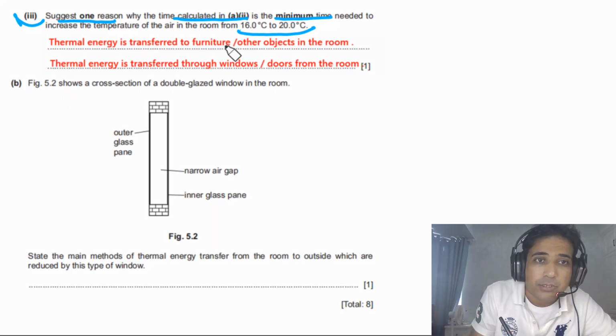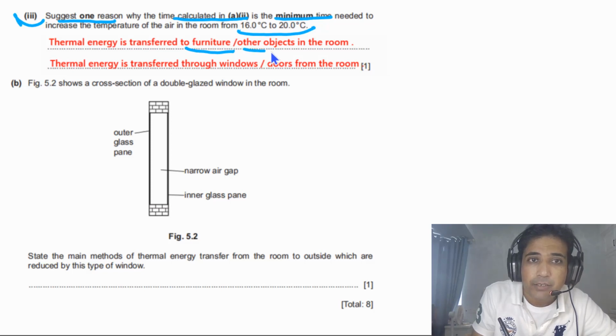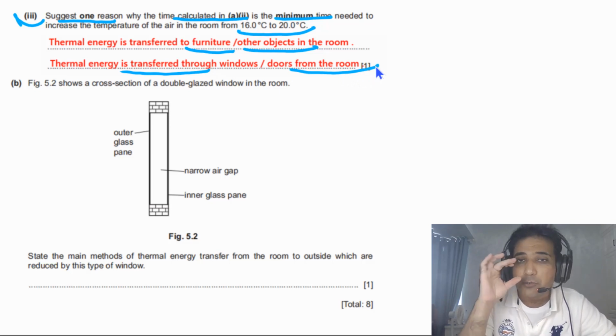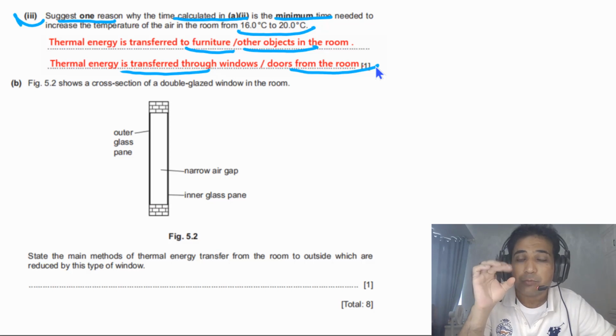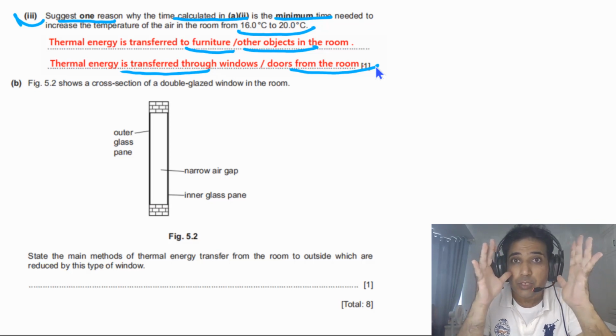You can say thermal energy is transferred to furniture and other objects in the room, and thermal energy is transferred to windows and doors from the room. So part of energy is used to increase the temperature of the air in the room. So very important point. So you need to understand this one.